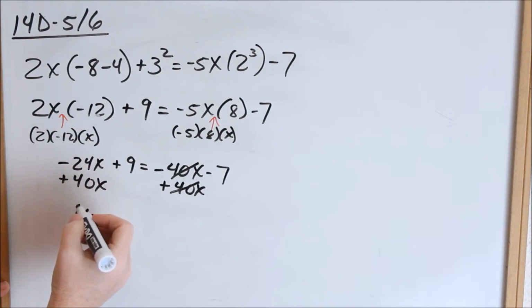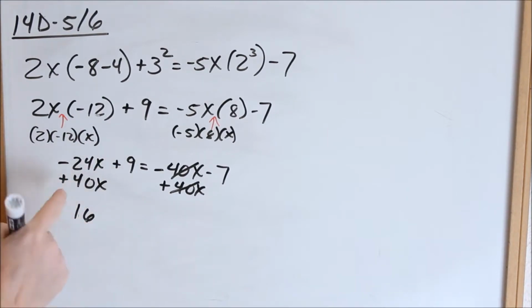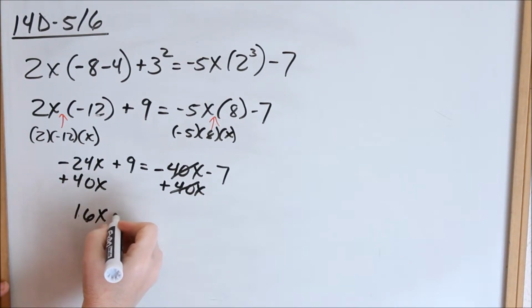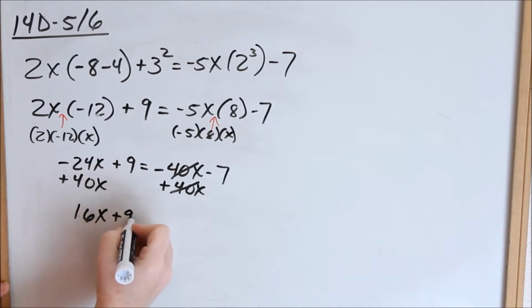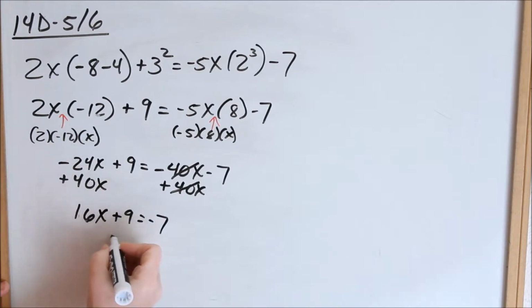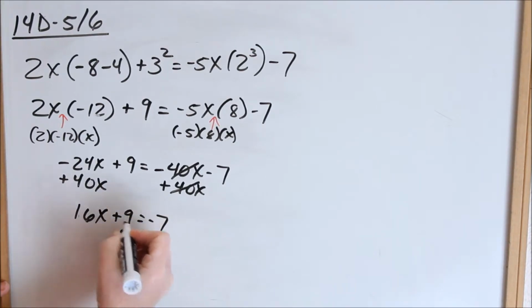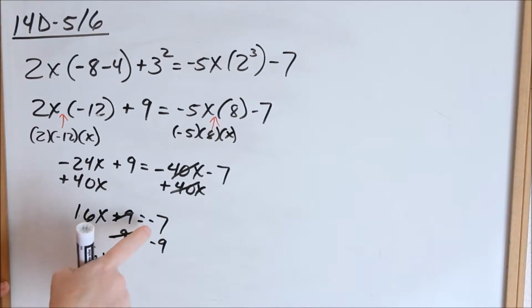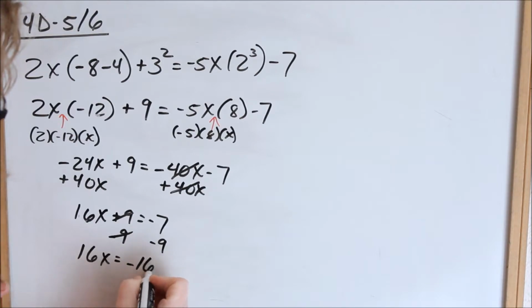Ten, 3, 4. Okay, so that would be a positive. If I have 40 and I owe 24, positive 16x, and then plus my 9 equals negative 7. Now I need to get my numbers together, which means I need to get rid of this. It's a positive 9, so I need to subtract it from both sides. So 16x equals, I owe 7 and I owe 9 more. That means I owe 16.